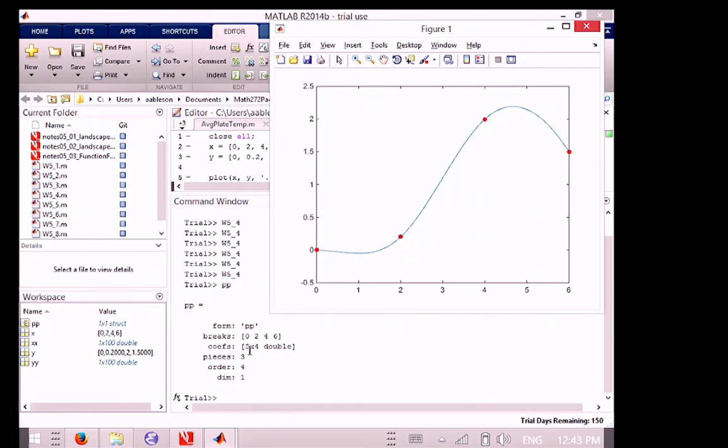So if someone got handed this PP data, it's called a data structure. That's why it has this little squiggly box thing here. It's not a matrix. It's sort of a collection or a grab bag of various things, one of which is a label called form, one which is a vector called breaks, one is a matrix of coefficients. We'll look at that in a second. And the rest of it is dimension, so it's a one-dimensional function. And the order is 4, or it's a cubic because it has 4 coefficients. So the degree is related to the order.